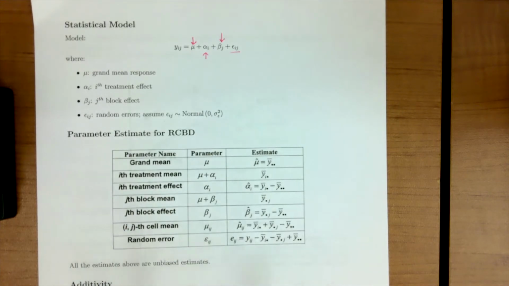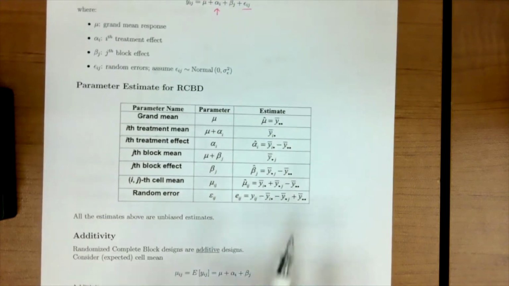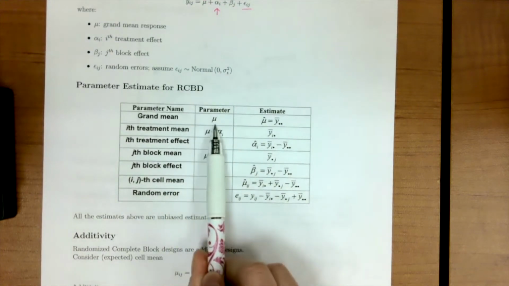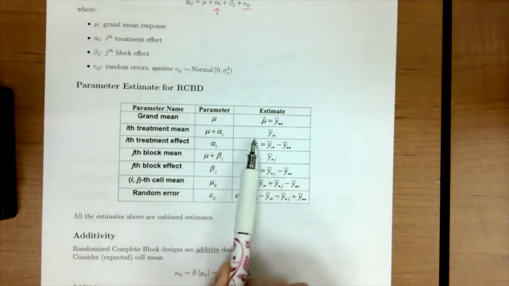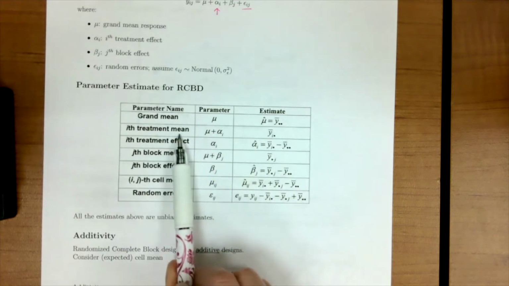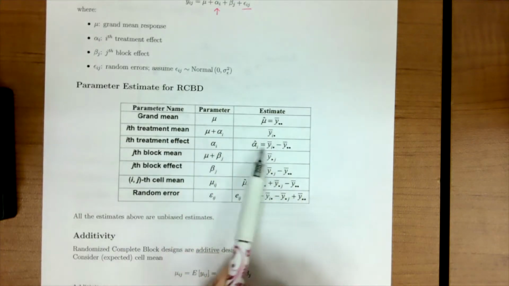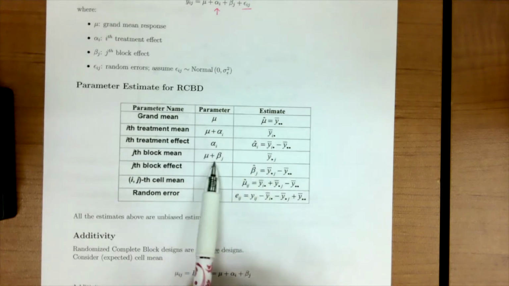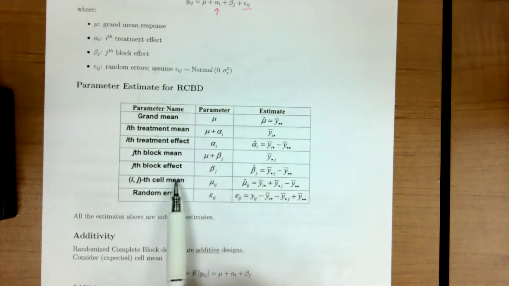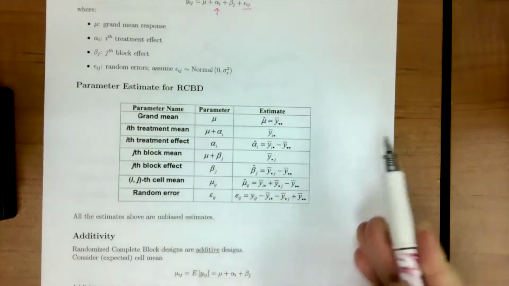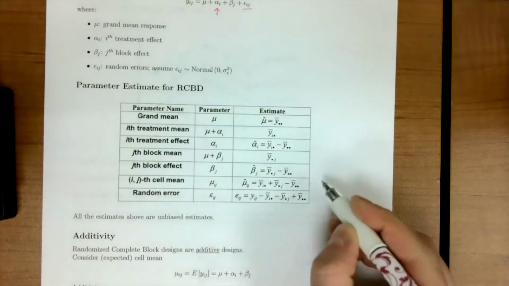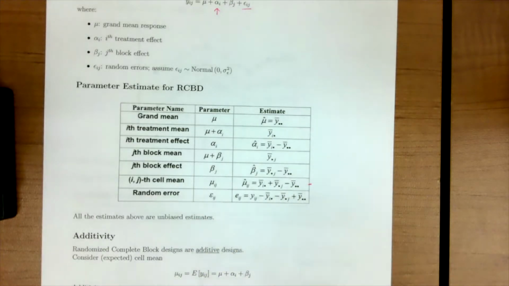Our parameter estimation is seen here. Our grand mean, our treatment mean and our treatment effect, this should look familiar. Then we have our block mean and a block effect, and then we have a cell mean. We'll talk a little bit more about this in the upcoming notes. All of these estimates are also unbiased estimates.